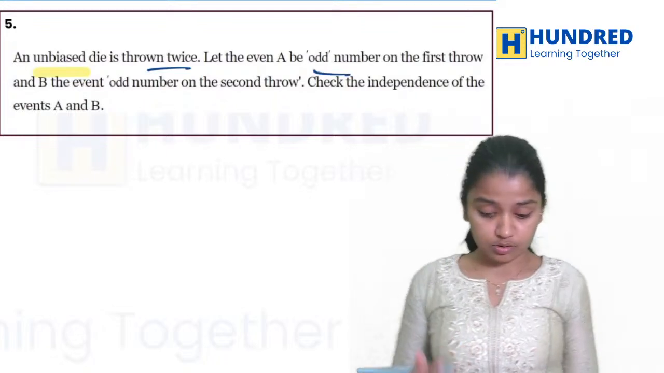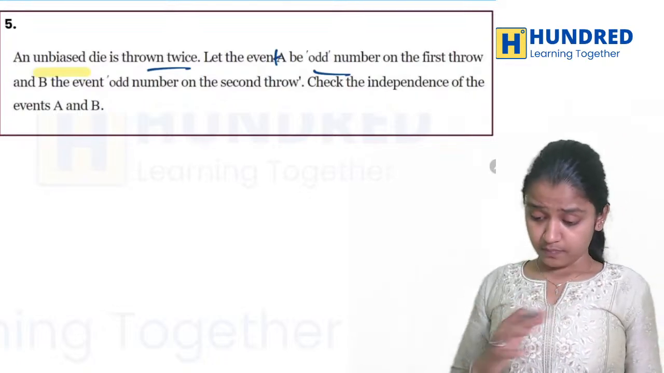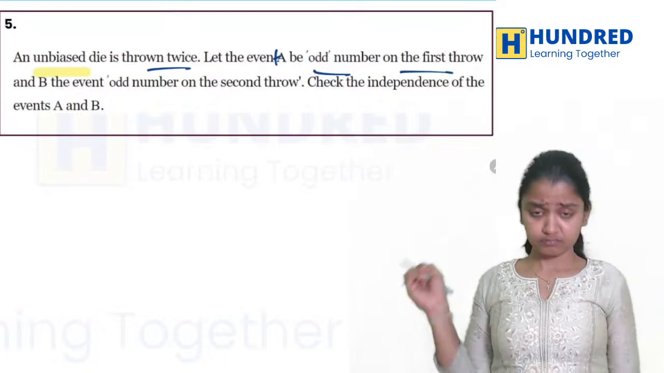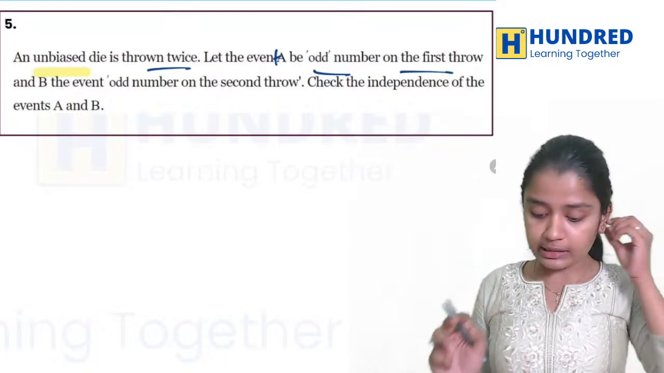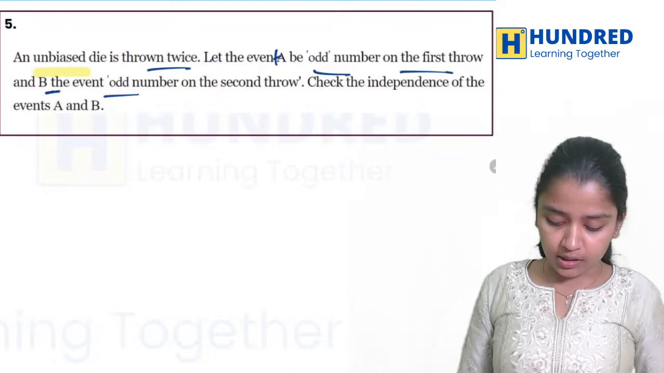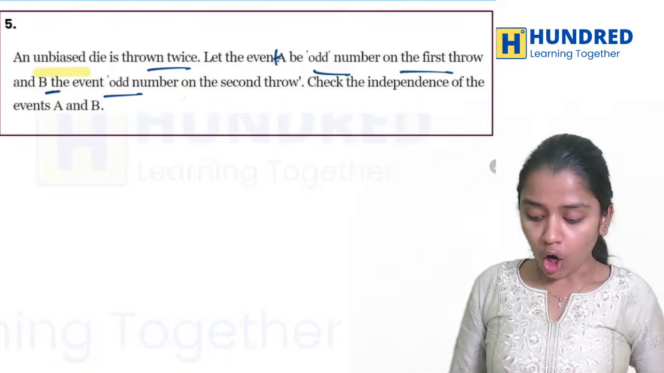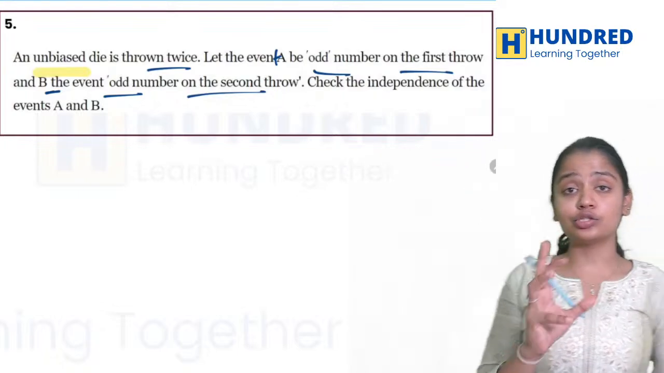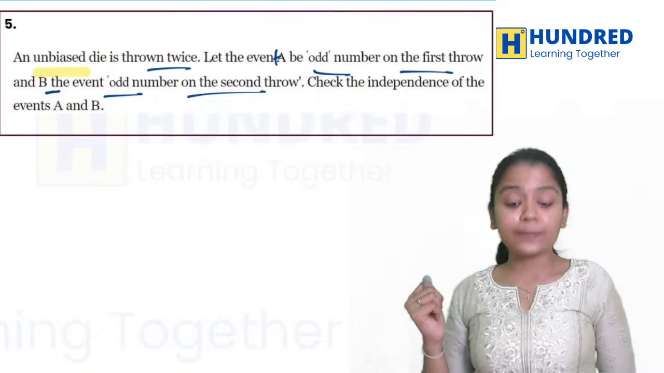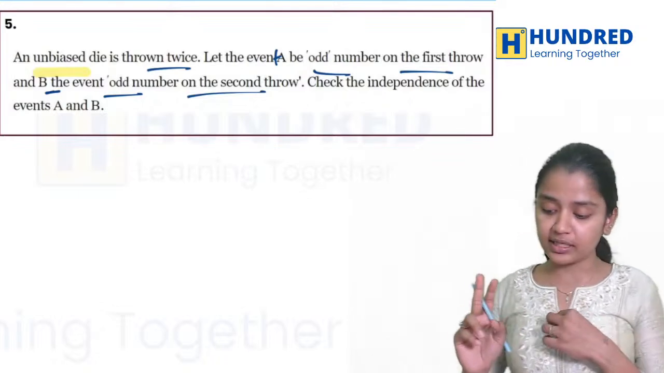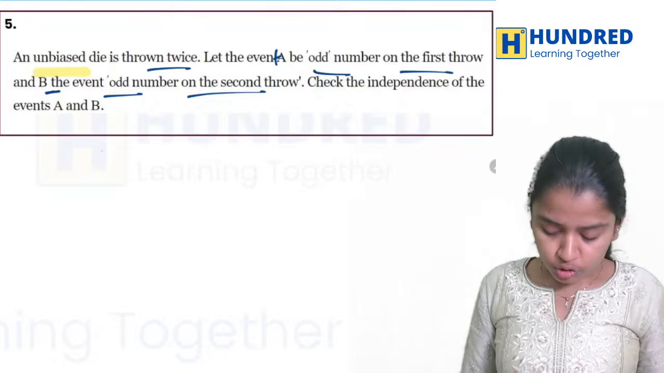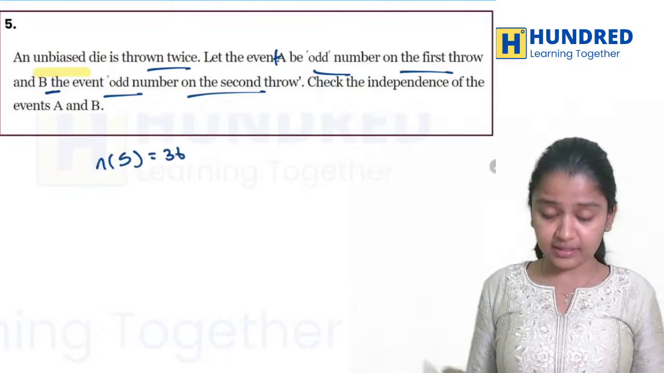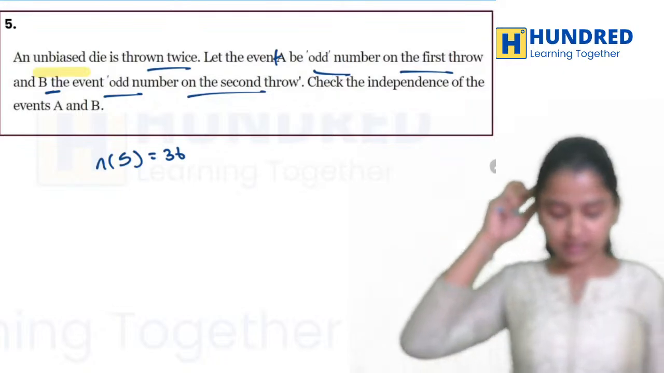Event A is an odd number on the first throw. So the odd numbers on the first throw. Event B is an odd number on the second throw. So event A is the odd numbers on the first throw, and B is the odd numbers on the second throw. First, let us calculate the sample space. So the total number of sample space is nothing but 36.